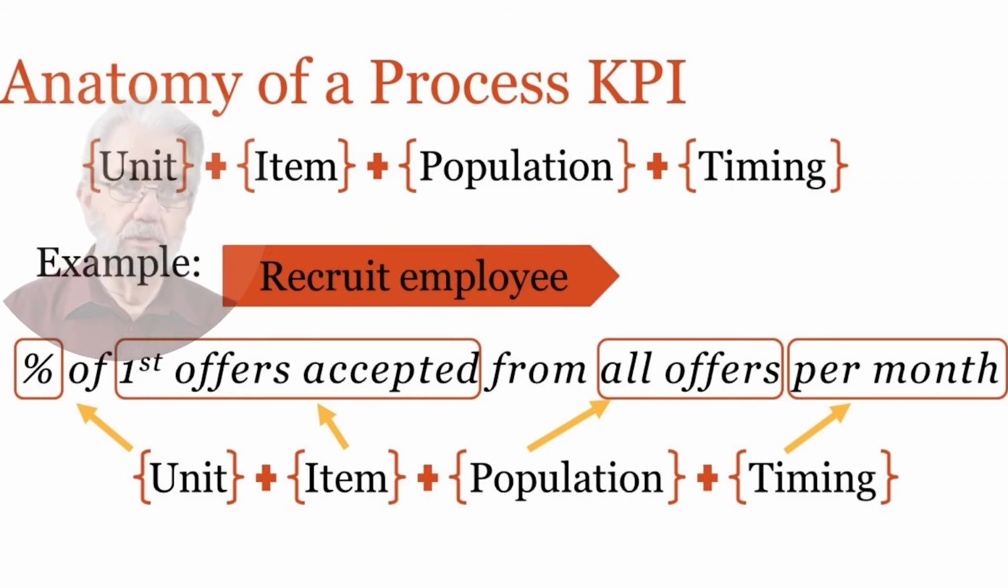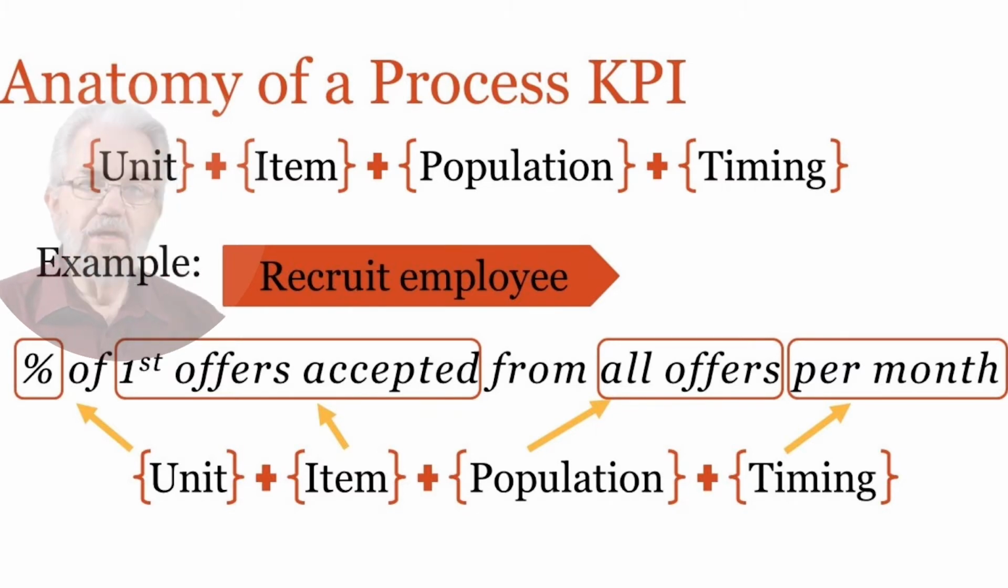Again, it could have been per quarter or per year or per week or whatever we might want to do. But we're quite specific here about the timing. So I think this kind of definition will allow us to have clear KPIs. We can collect the right data and there's no ambiguity about it. So: unit, item, population and timing. Percentage of first offers accepted from all the offers per month.